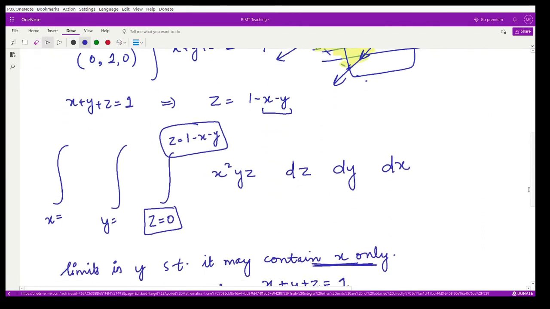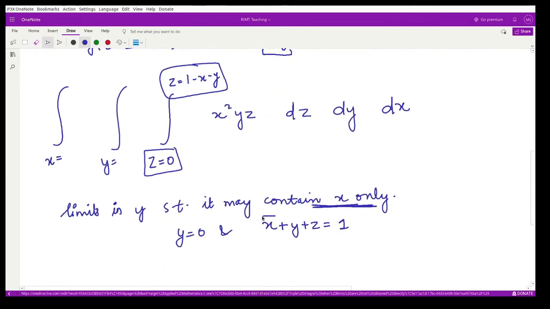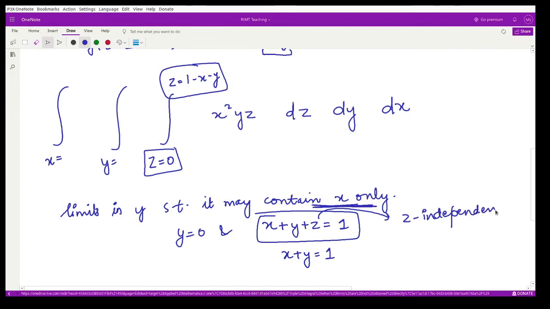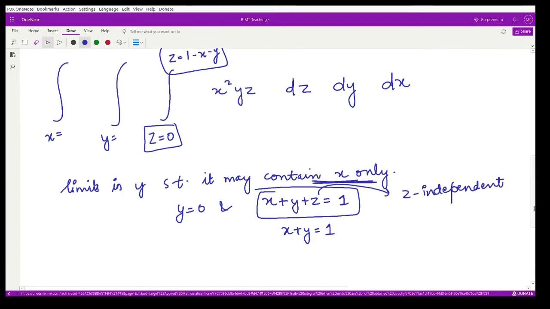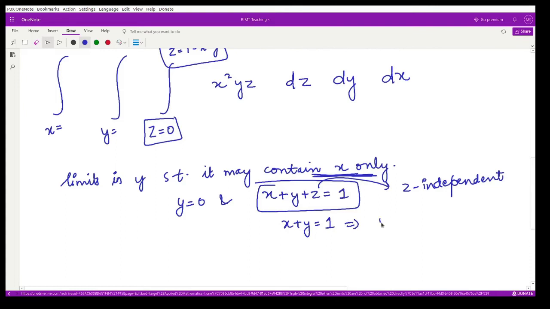So basically in this case, instead of this we will assume x plus y is equal to 1, because here we are assuming that the variation is independent of z. So that means your limits will now vary from y. From here you can calculate the value of y, that is 1 minus x. So in this case your limits go from 0 to 1 minus x.